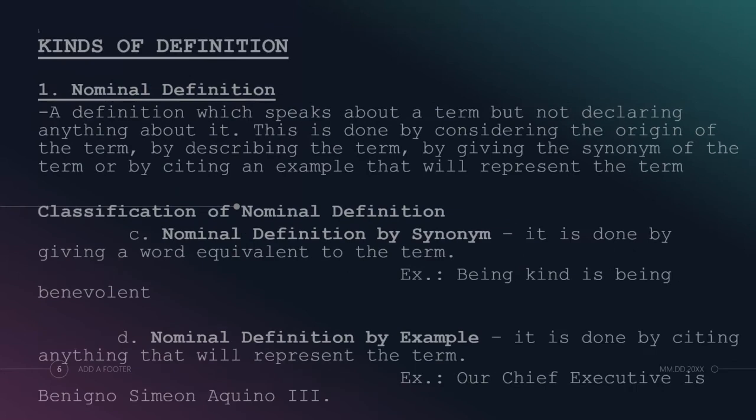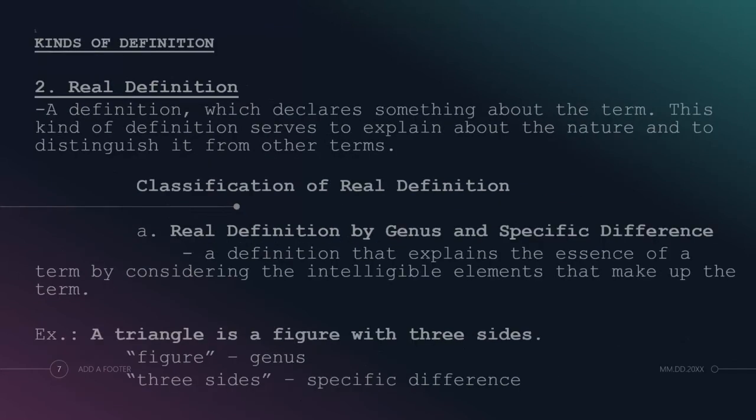Let's go to real definition. A definition which declares something about the term. This kind of definition serves to explain the nature and to distinguish it from other terms. Okay? Ayun. So, classification of real definitions: by genus and specific difference.